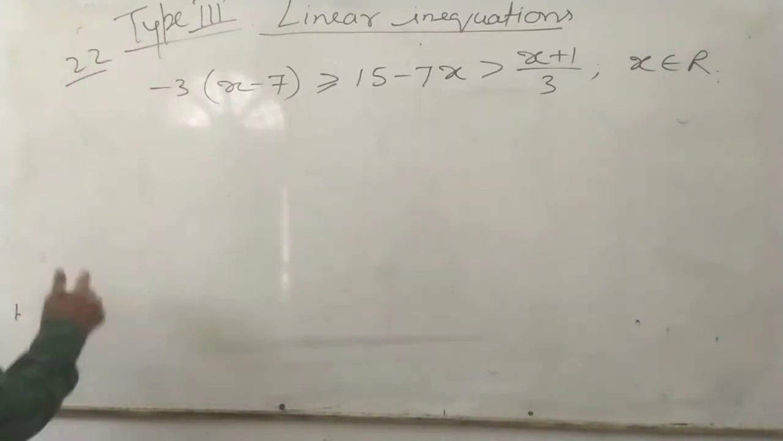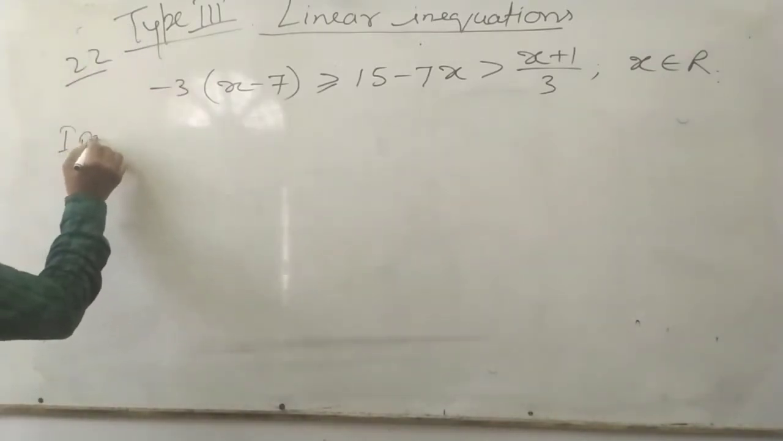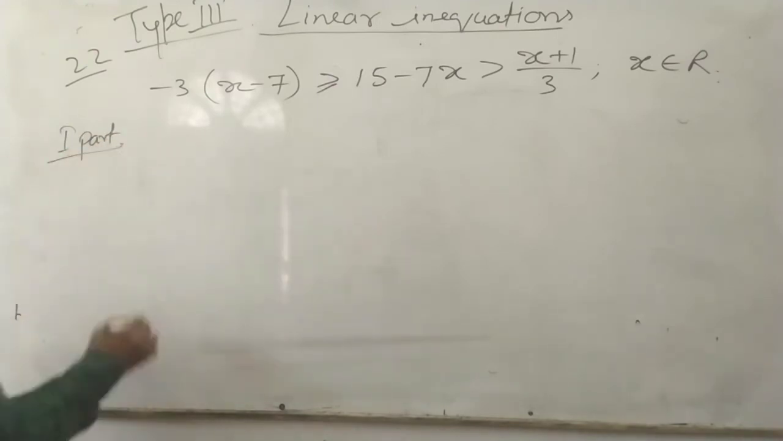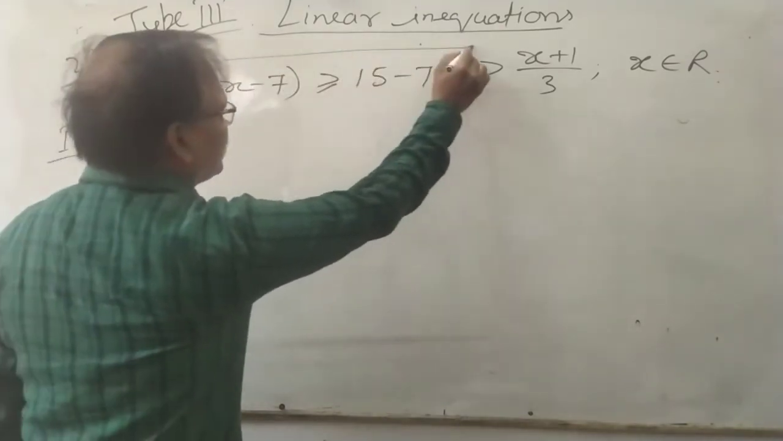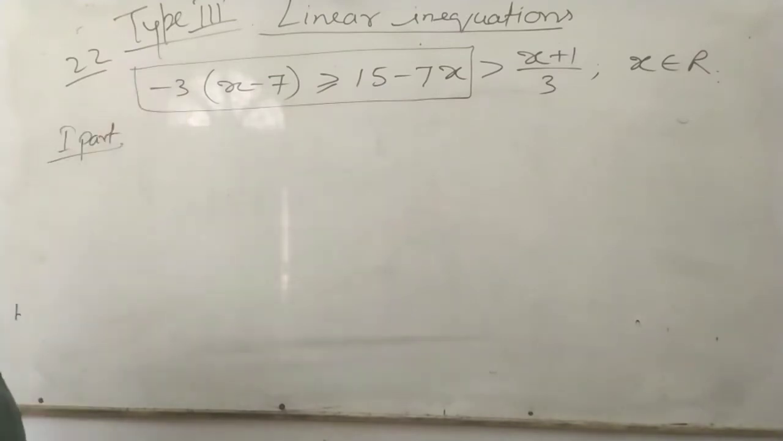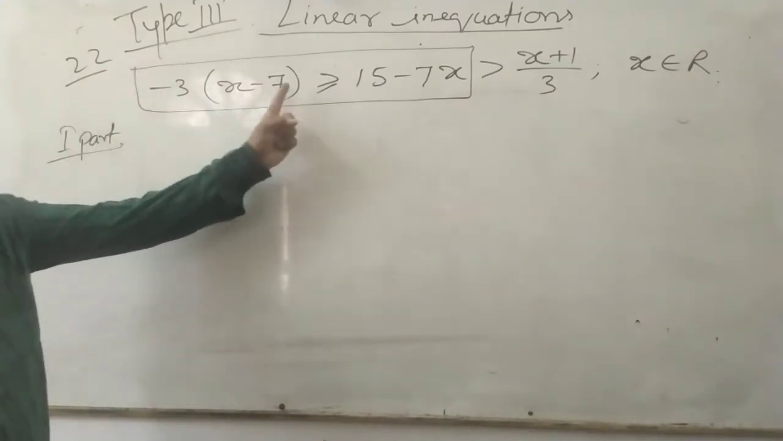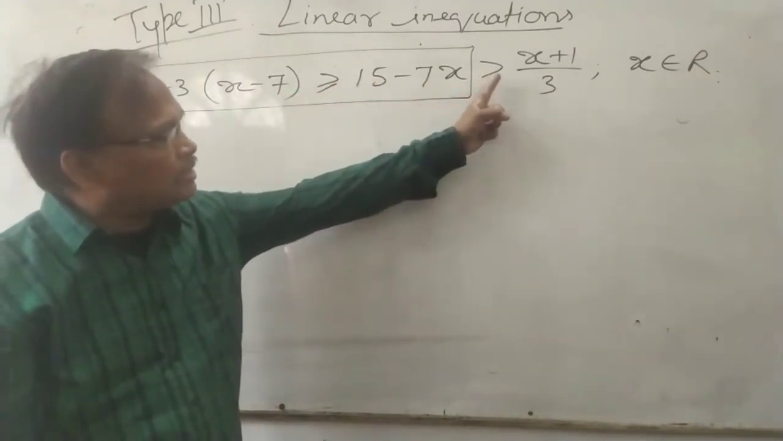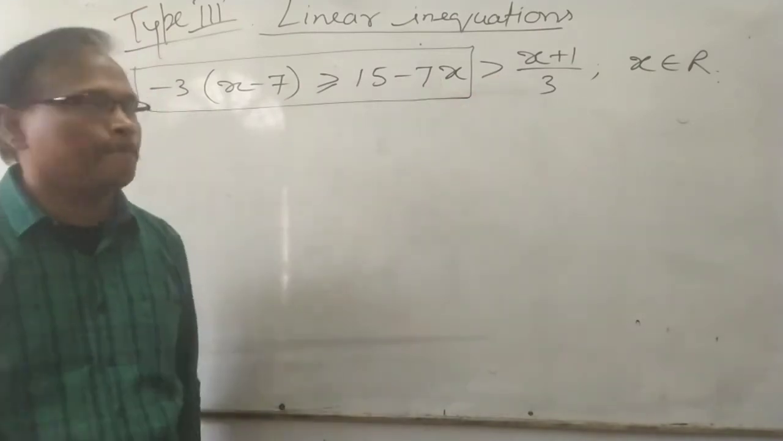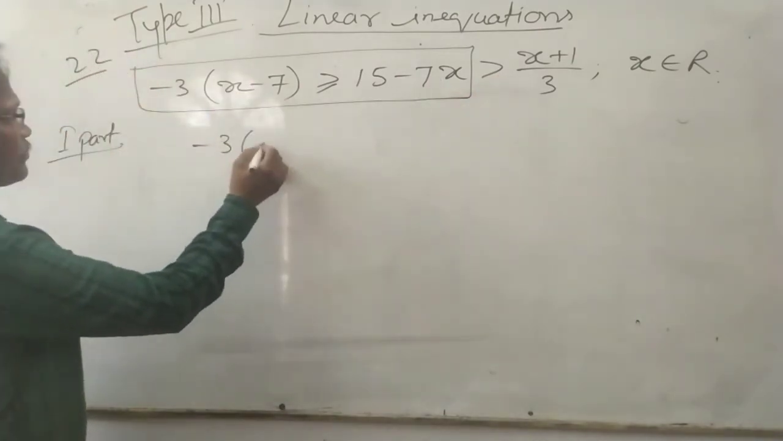How to solve? Here you have to write first part. First part means take left hand side and the middle part like this. First left hand side and the middle part just in equation sign के पहले. Write in one place.